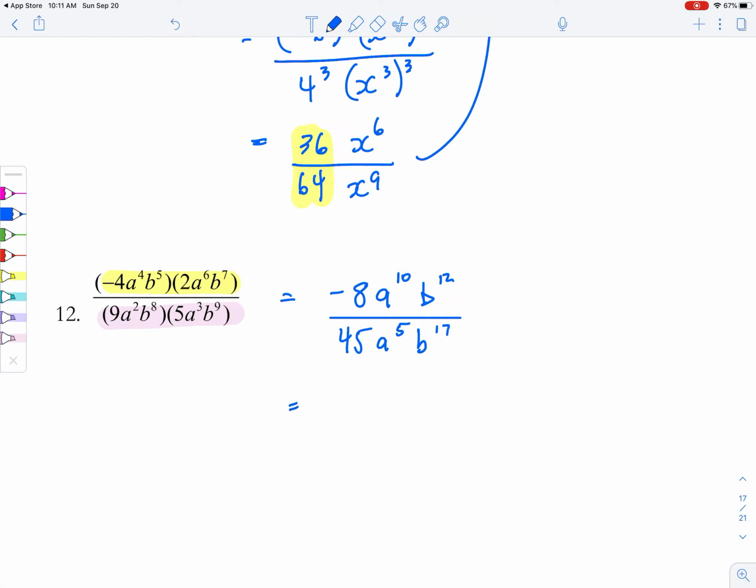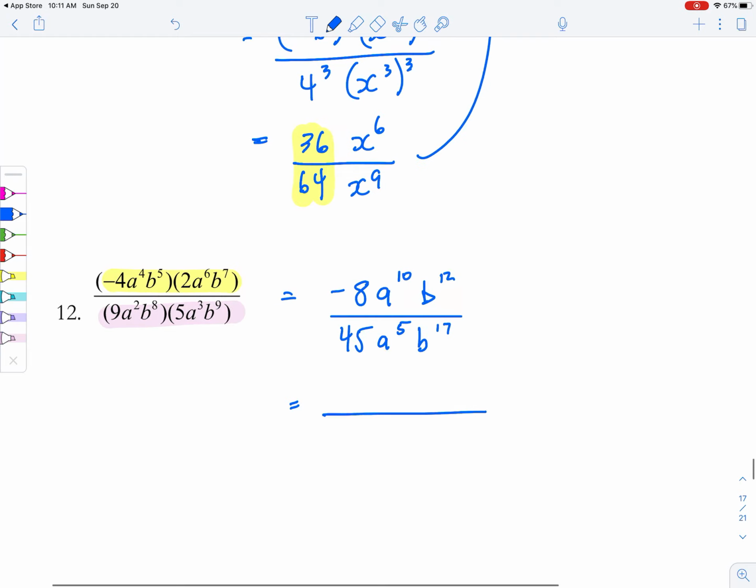So we'll simplify the fraction. Minus 8 over 45, nothing in common, so it just stays minus 8 over 45. a to the 10 up top, 5 a's down low, so up top has 5 left over. b to the 12 up top, b to the 17, so the bottom's bigger, and we're going to have 5 b's left over in the denominator.